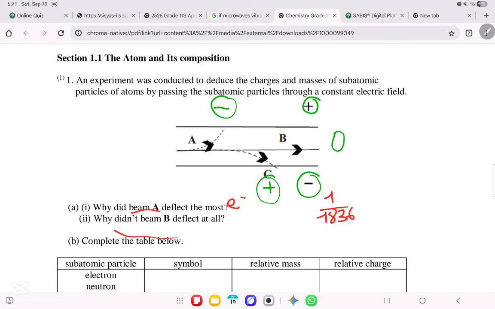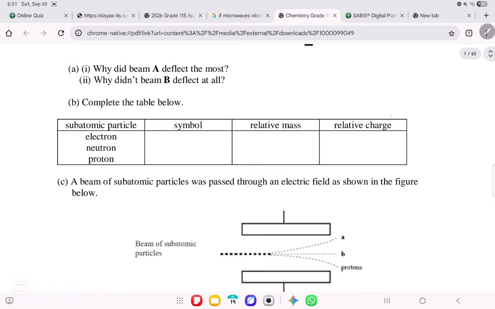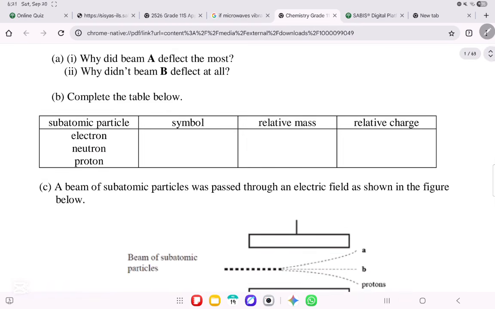Now, why didn't beam B deflect at all? We know that beam B didn't deflect at all because it's neutral. It does not have a charge. Now we'll go down to part B. Complete the table below. We need to write the symbol of electron, which is e-, of neutron, which is 0, and of the proton, which is p+.